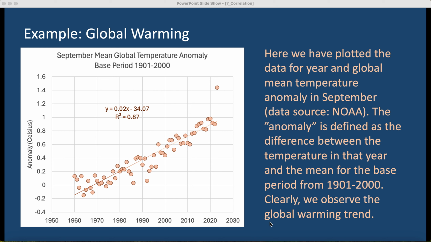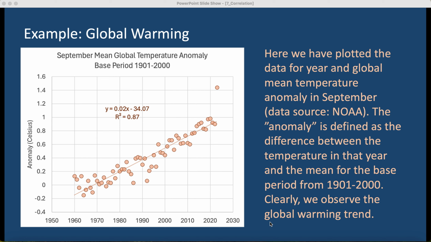The way that climate scientists will look at the temperature change on Earth is by measuring what's called the anomaly, which is the difference between the current temperature and the average over some extended period of time. And so in this case, the base period, what we're comparing to, is what the average global temperature was from 1901 to 2000. So over that period, the global average temperature was at a certain level. If the temperature today is higher than that, then that's a positive anomaly. If the temperature is below that, that would be a negative anomaly.